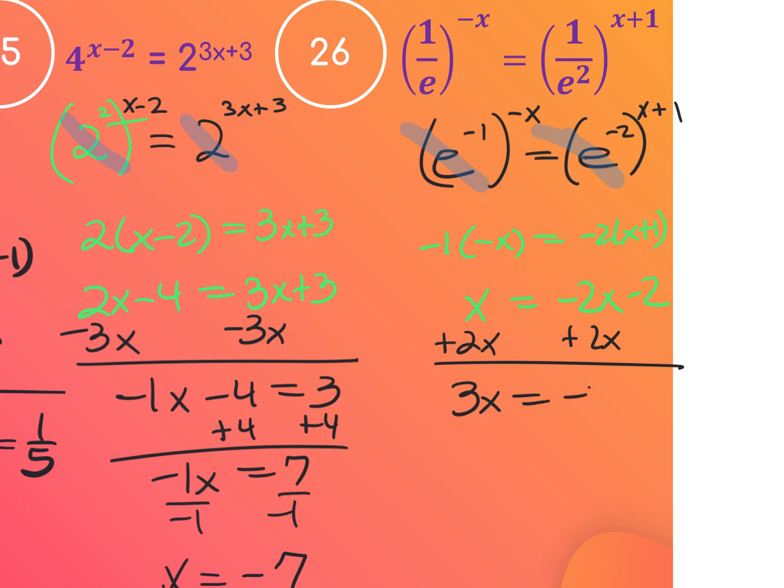3x equals negative 2. Divide by 3. And x equals negative 2/3. And remember, e is just a number. And we're just changing it so it has the same base.